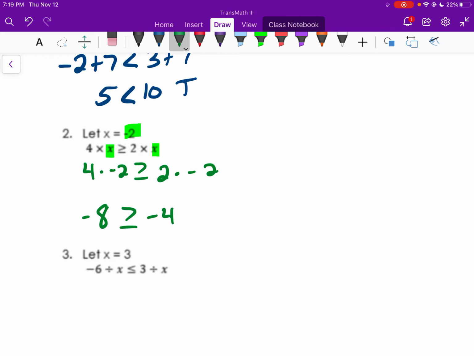So think about it this way. Would you rather be $8 in the hole or $4 in the hole? The $4 in the hole is better than the $8 that you would owe someone. So this is a case where this is a false statement.